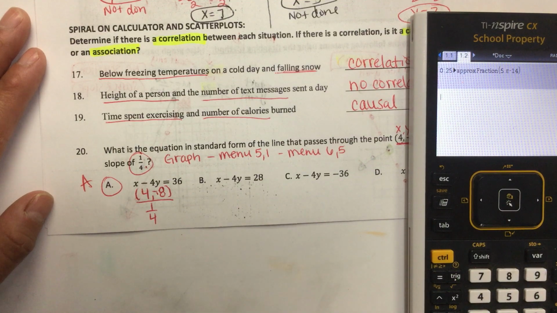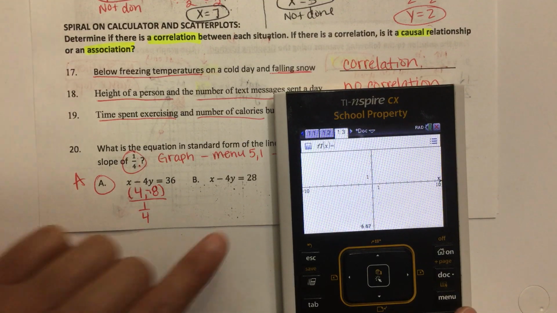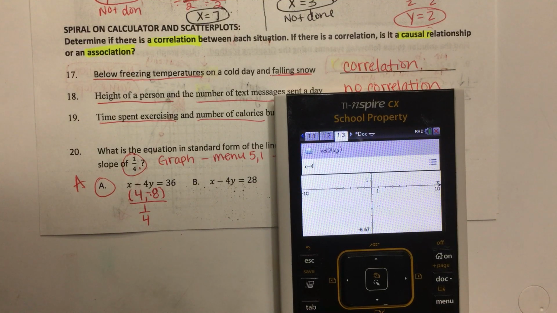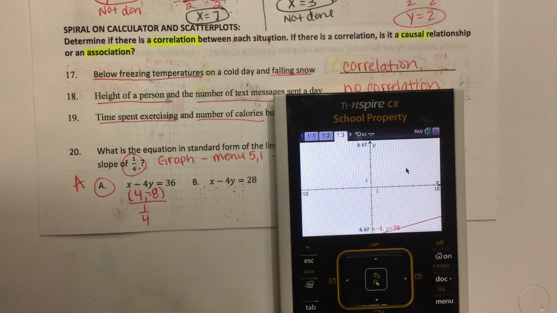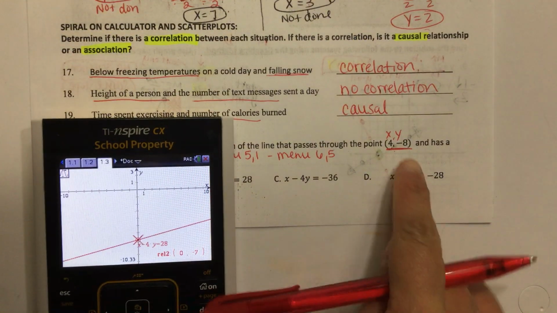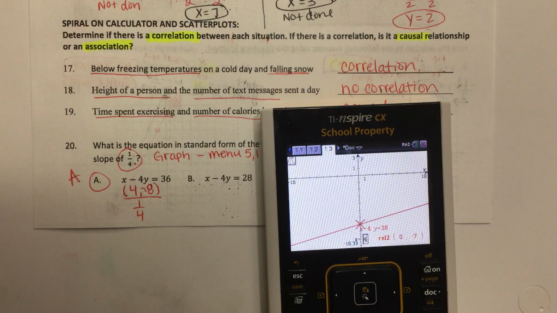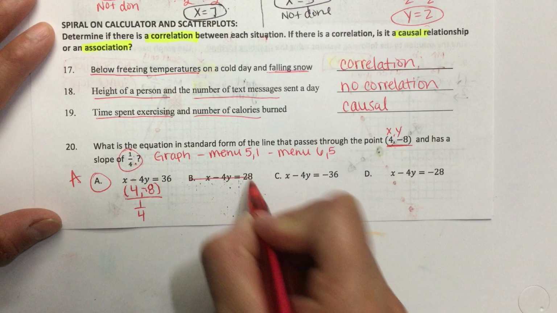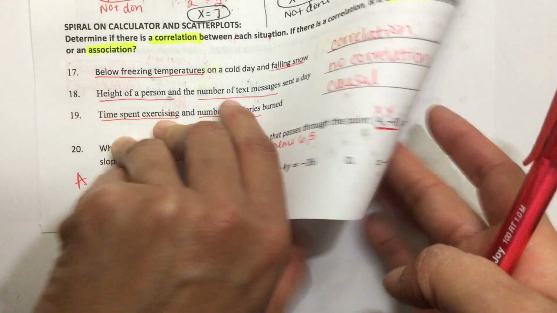If you wanted to check letter B, we could go to a graph page and graph this equation, x minus 4y equals 28, enter, and press menu 5-1, go directly to that point 4, -8, and to check if that's on there, 4, enter, 4, -6. So you know that this point does not lie on this line, and you can continue to check the rest, but letter A is the correct answer.